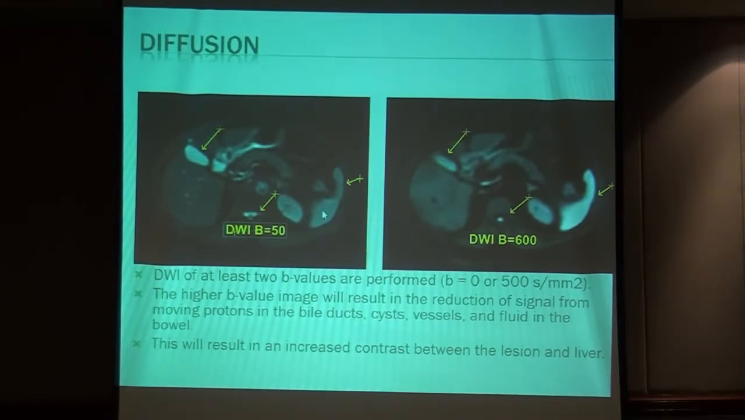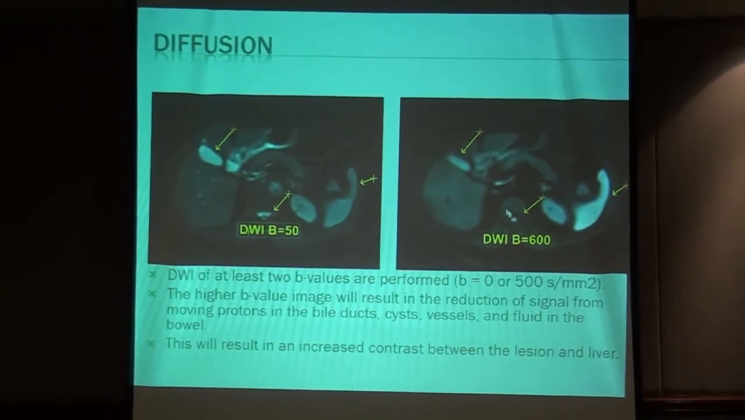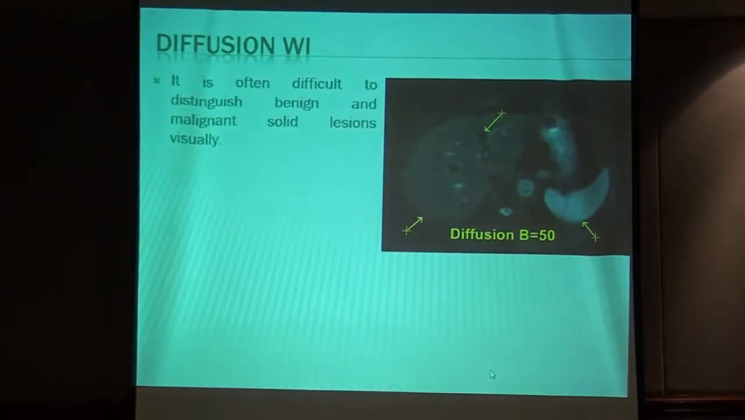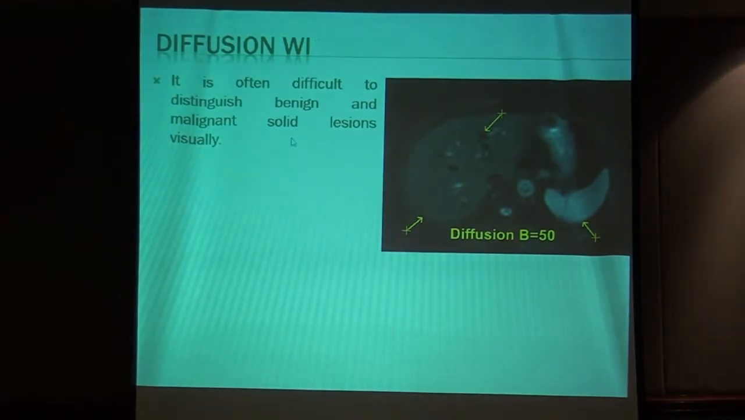You can see here the cord and the spleen, which are highly cellular and have less movement, less Brownian movement. They appear brighter than in the B50. The visual assessment is of value to distinguish cystic from solid lesions, but it is often difficult to distinguish benign and malignant solid lesions visually.